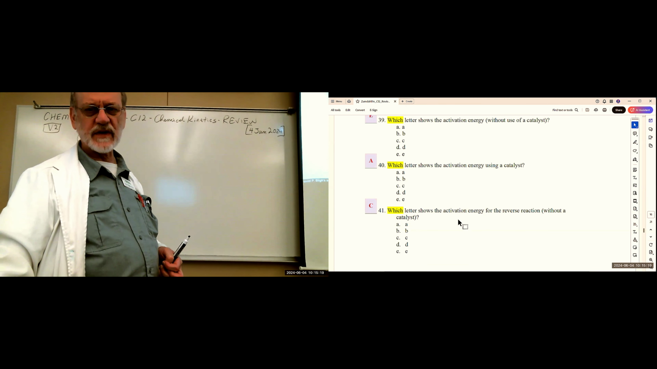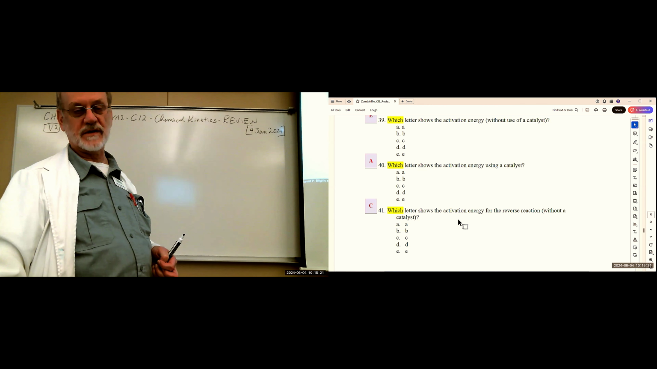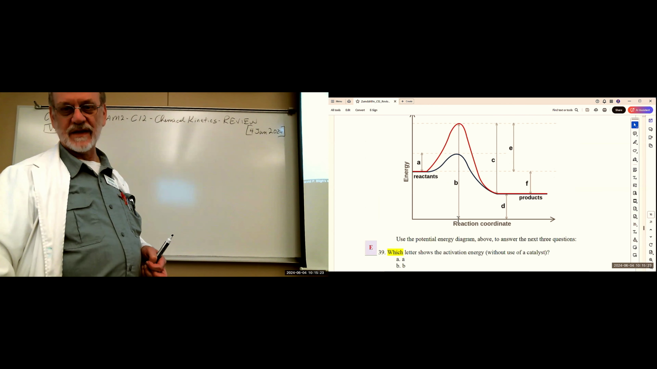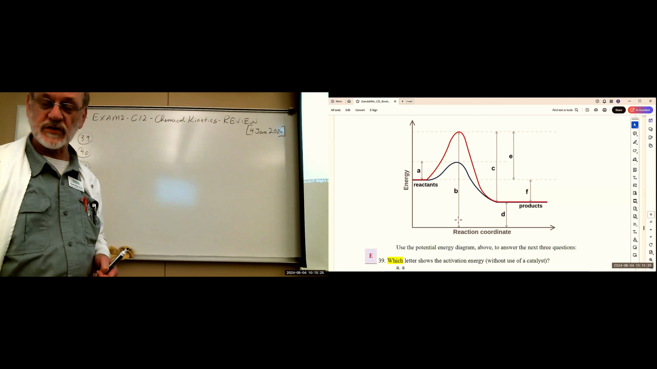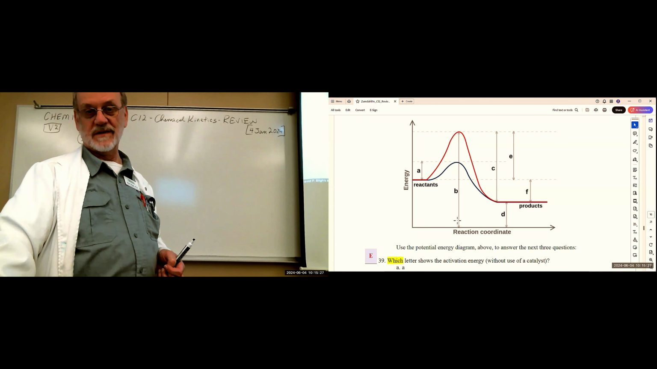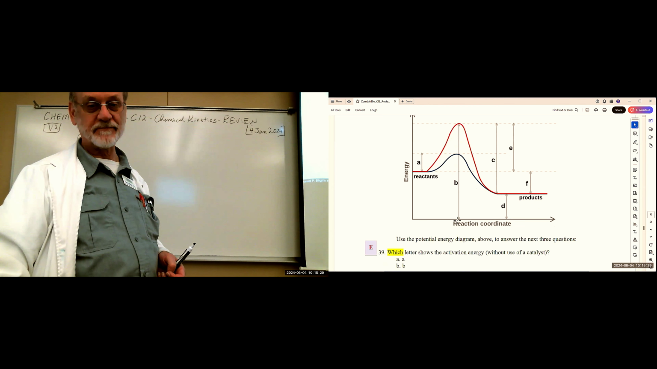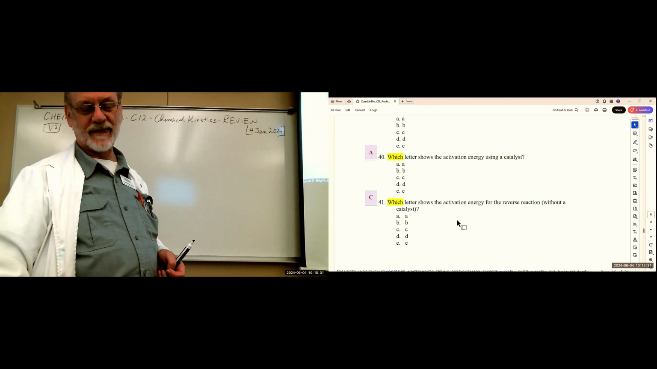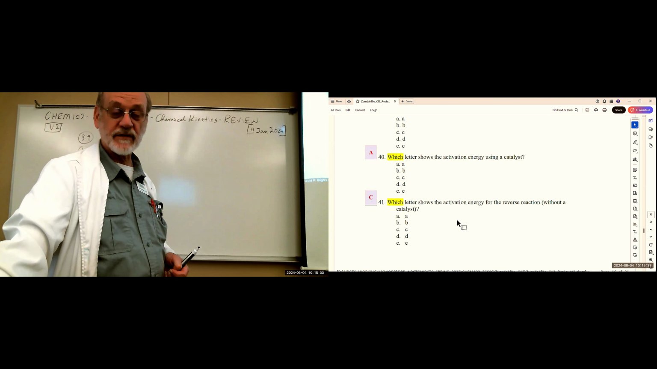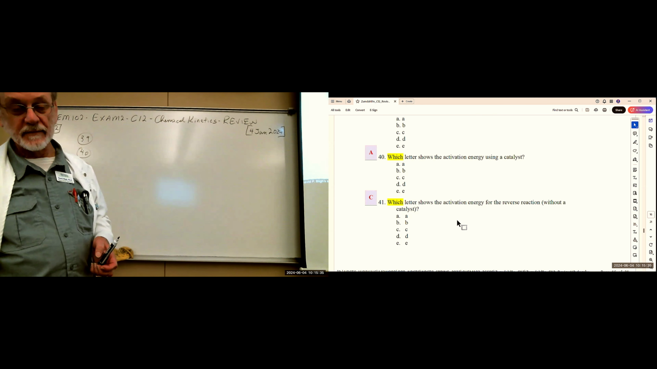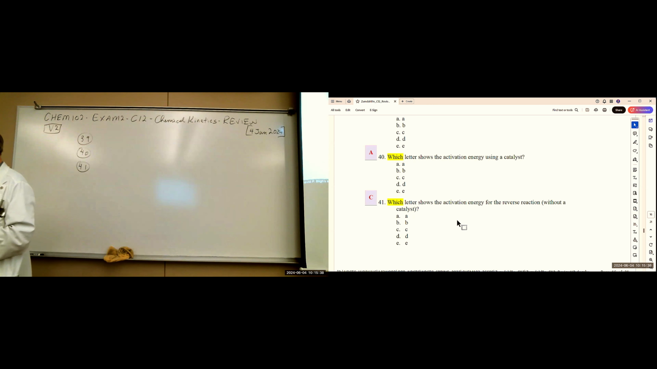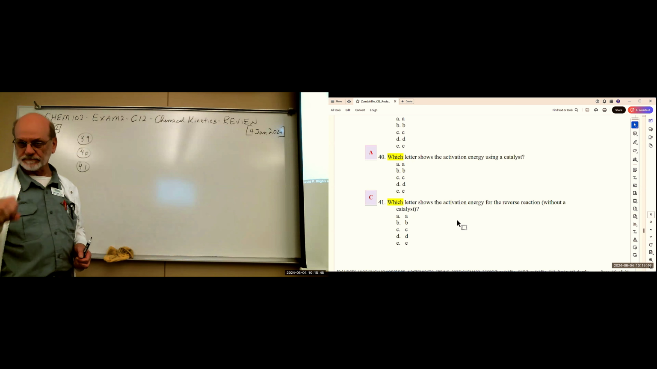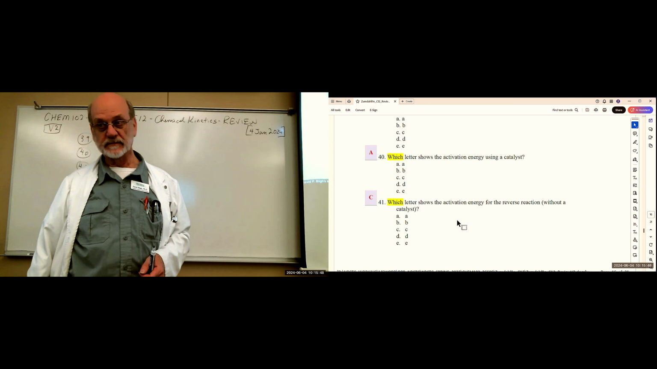And then the last one was missing from the last conversation. Which letter shows the activation energy for the reverse reaction without the catalyst? That means you've got to go from products to the top of that red, which is C. And that'll be the activation energy for the reverse reaction. If the activation energy for the reverse reaction is huge, then the reaction in the forward direction is virtually irreversible.